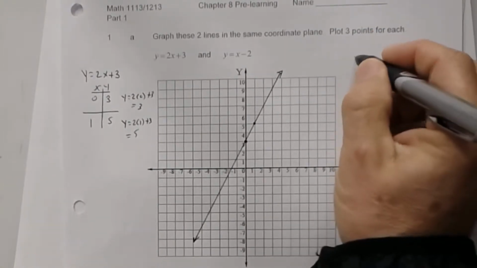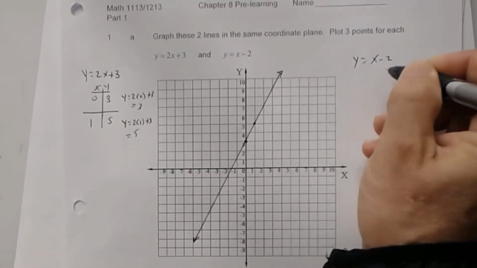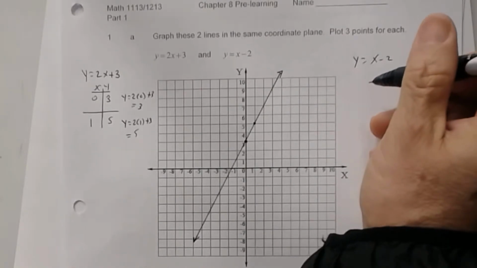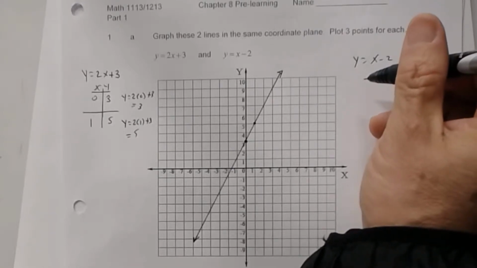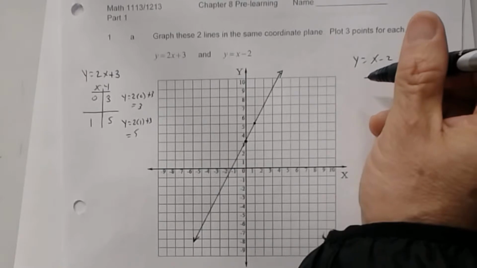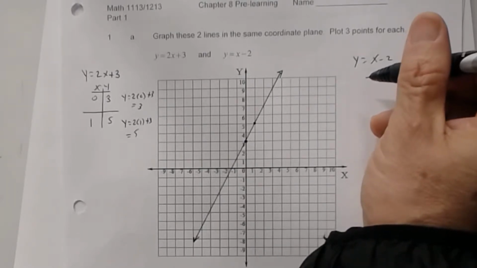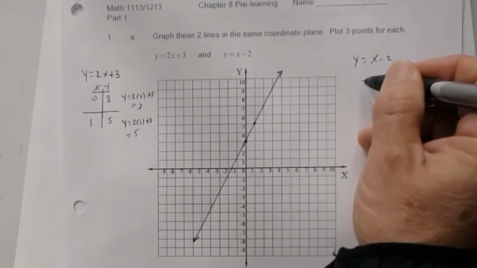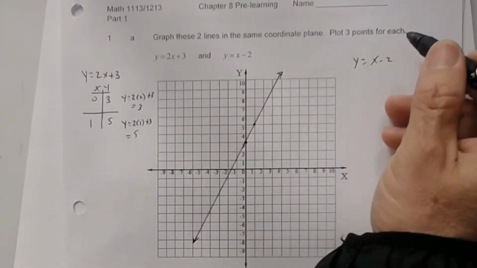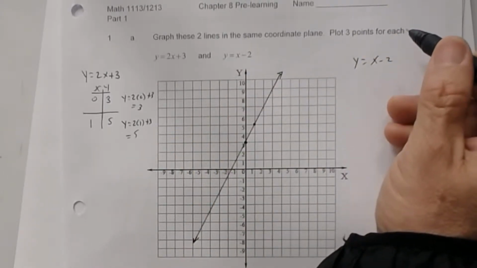Now let's look at the other one, y equals x minus 2. Now, to be honest with you, some of you are having a little difficulty graphing these lines. It's like you forgot how to do this. You've been graphing lines for a long time now, so that should not have been an issue. That's why it's called pre-learning. It should not have been an issue, but it is for some of you, so it's something you've got to work on.